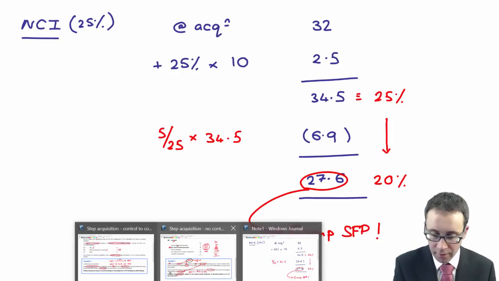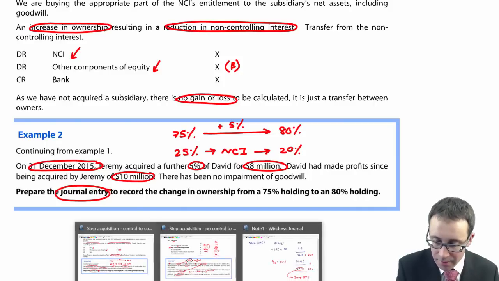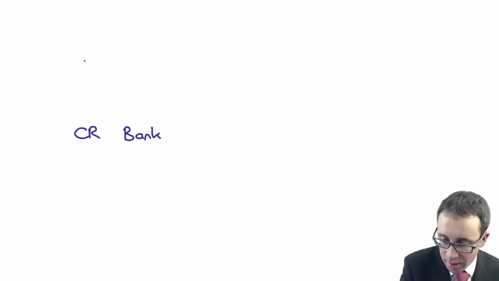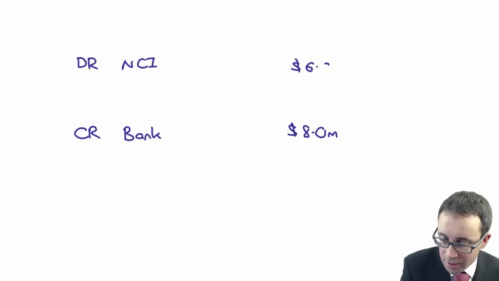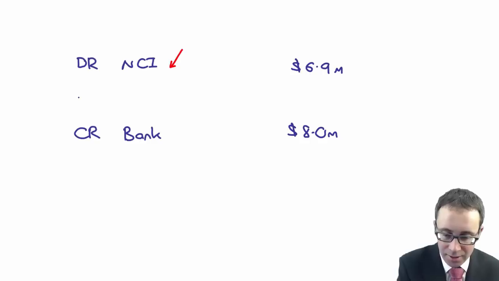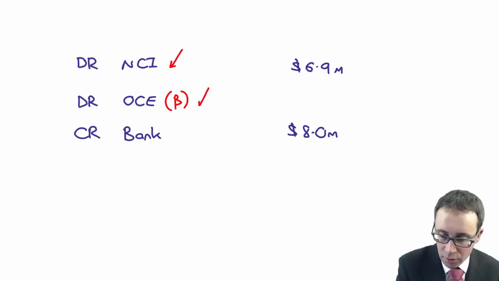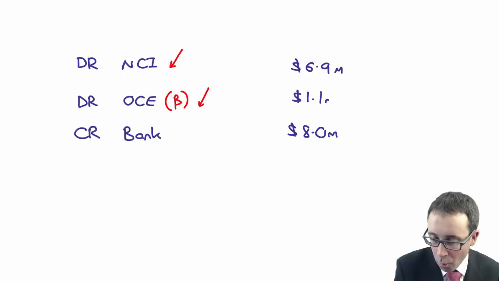But the question wanted us to prepare the journal entry. So we paid 8 million. What we've got there is that we're going to credit the bank with 8 million. I'm going to debit the non-controlling interest with 6.9 million, because that is the reduction that I had to process to the NCI to get it to the 20% holding. And then I will debit my other component of equity as a balancing figure. So that's going to reduce your other component of equity. 8 less 6.9 is the $1.1 million.